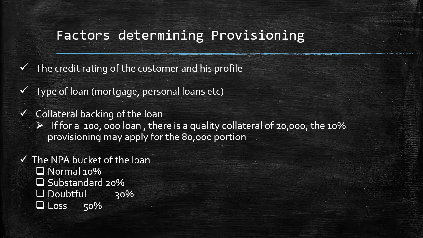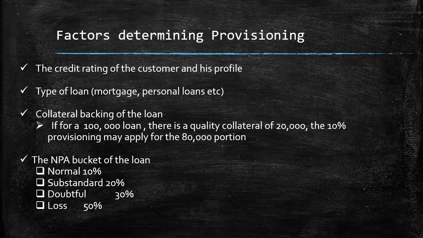And finally, the NPA bucket of the loan, for example, the non-performing asset bucket of the loan. Now, if it's a normal loan, you might be attracting a 10% provisioning. These are just examples, by the way. If the loan becomes unpaid for, let's say, 30 days, the loan bucket moves to substandard. It attracts a higher provisioning percentage of 20. 60 days to 90 days, doubtful, provisioning percentage increases to 30%.